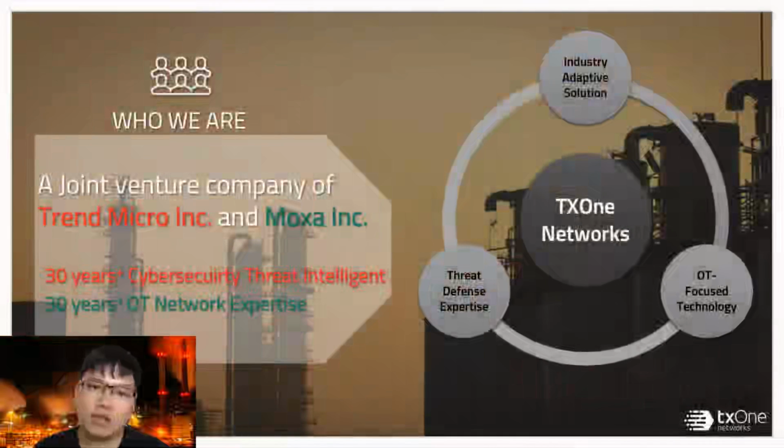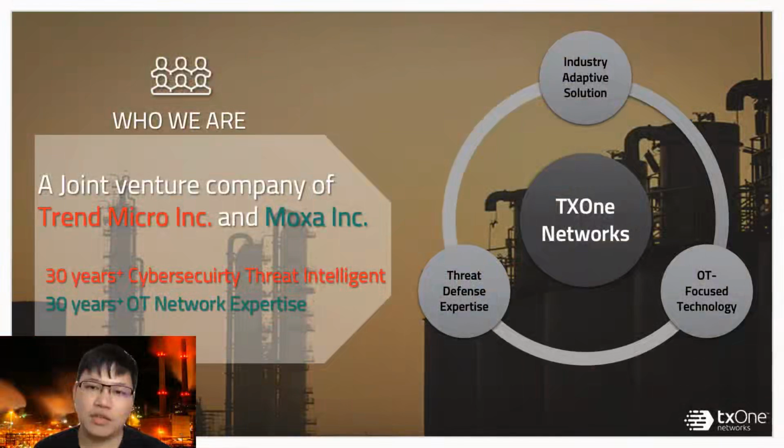Now, I work for TX1 Networks. TX1 is a joint venture company by Cheng and Mosa, and we focus on providing cyber defense and visibility for operational technology networks. Cheng has 30 years of security knowledge in high-speed DPI technology and is a world leader in threat research, while Mosa has 31 years of OT knowledge in ICS infrastructure and protocols. So we combine the cybersecurity and OT knowledge. That is TX1.